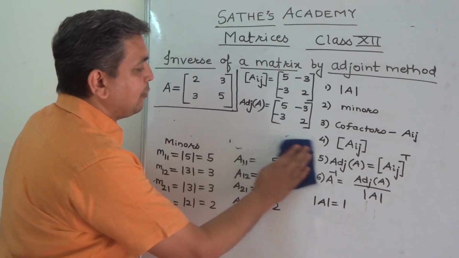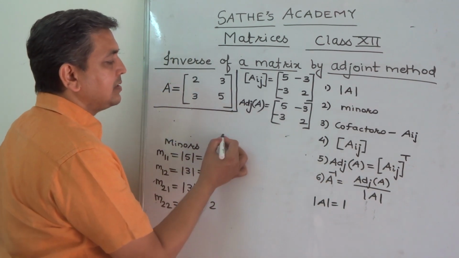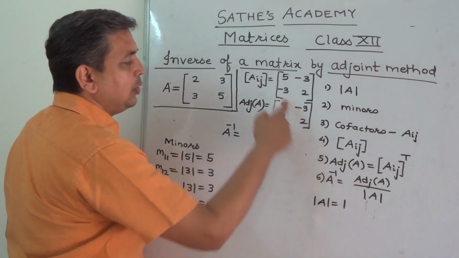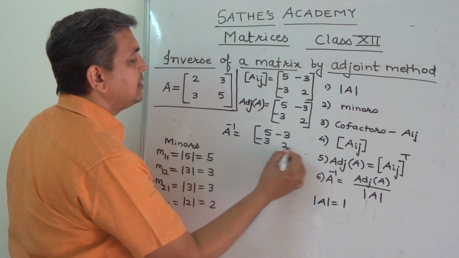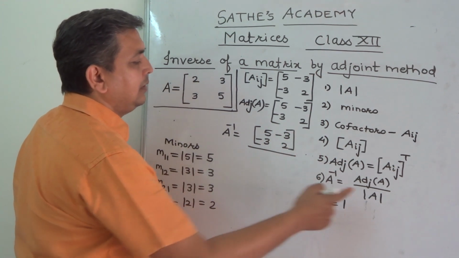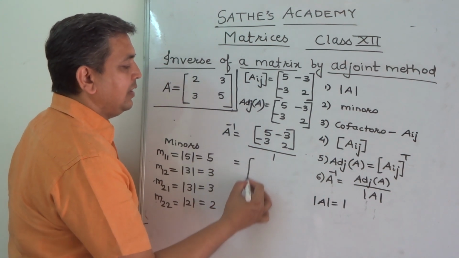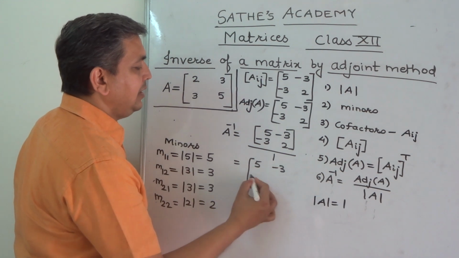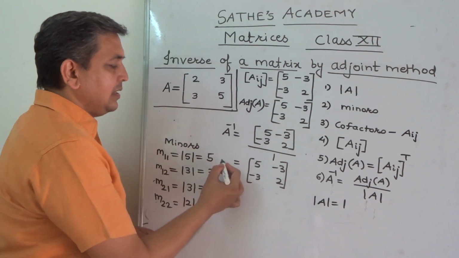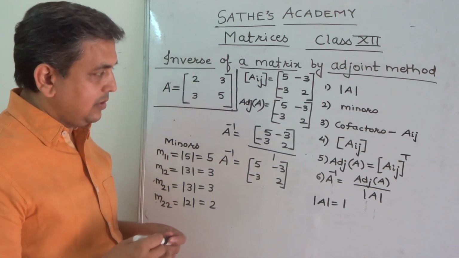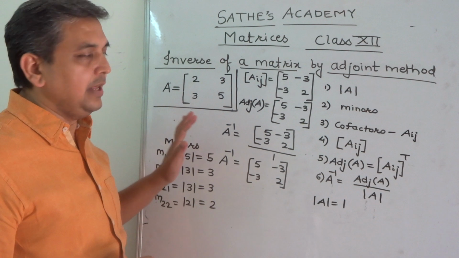The last step is the formula for A inverse, and here we have written the formula, step number 6. So A inverse is equal to adjoint of A, which is 5, -3, -3, 2, upon determinant of A, which is 1, so 1 upon 1. So we get this value as 5, -3, -3, 2. So this is A inverse. So students, I hope you have understood this adjoint method for finding the inverse.